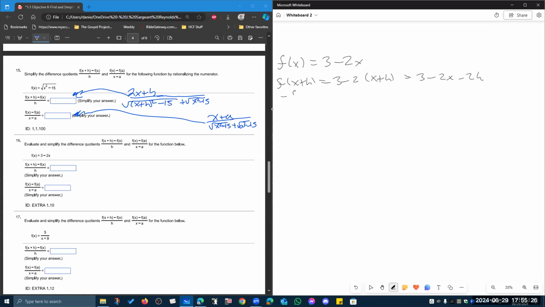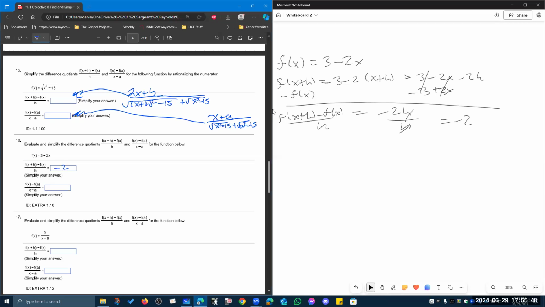Subtract my original. Subtract 3, add 2x. Get f of x plus h minus f of x is equal to a negative 2h divided by h. Our answer is a negative 2, just like we expected, because that's the slope of that line.